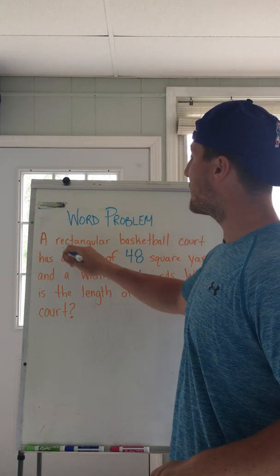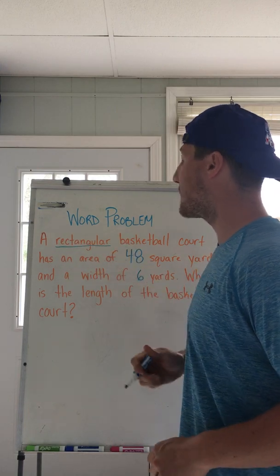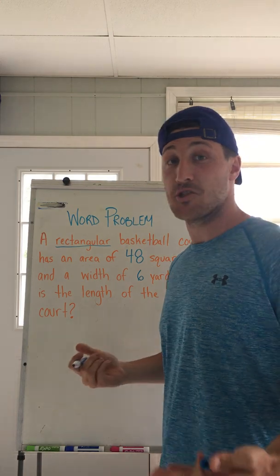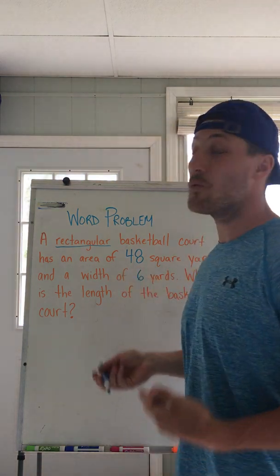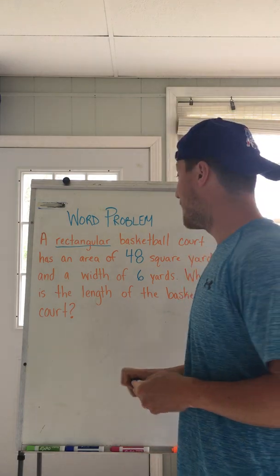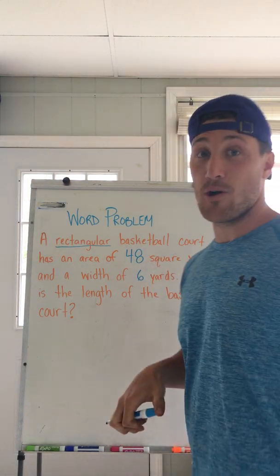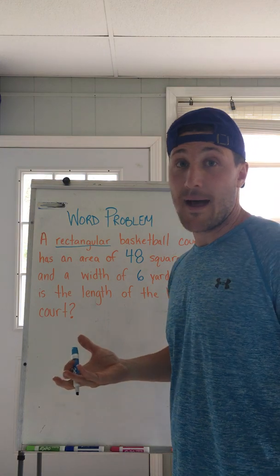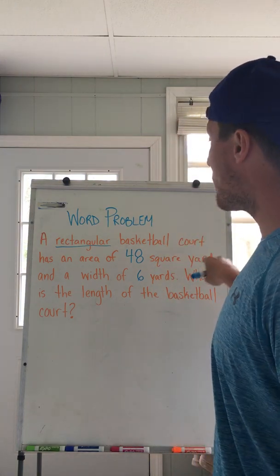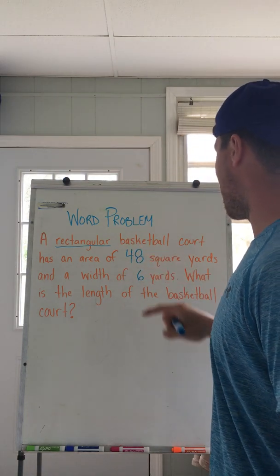Now, this funny word right here, rectangular, is really important. It sounds like rectangle because it means something that's shaped like a rectangle. And it's important because when we go to draw our picture later, we need to make sure that it's a rectangle. Now, I use the basketball court because, well, I like basketball and a baseball field isn't a rectangle. So the basketball court has an area of 48 square yards.